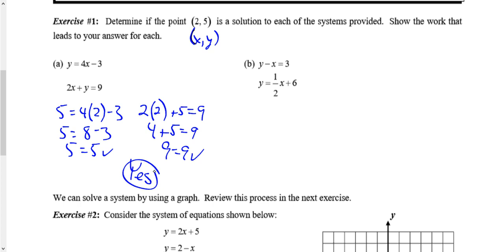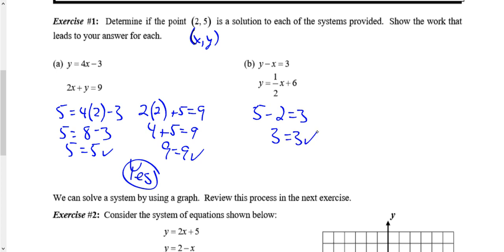Now the second one. You're just plugging in. This part's review; we've done this several million times. So let's check this one here. y minus x would be 5 minus 2 equals 3. 3 equals 3, so yes, 3 does equal 3. Look at this other one: y equals 1/2 x plus 6.